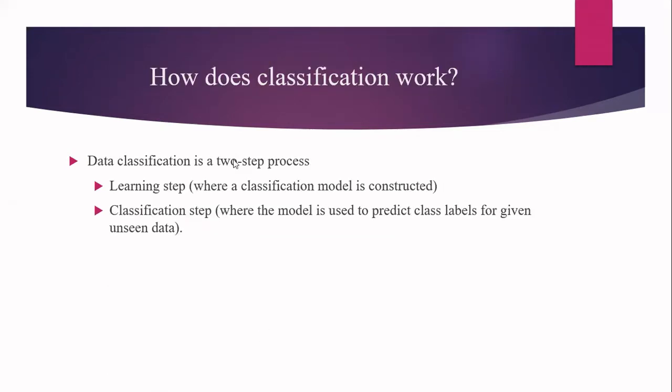Now let us see how the classification is going to work. The data classification process is a 2-step process. We have the learning step, and the second one is the classification step. In the learning step, the classification model is constructed. And in the classification step, whatever model you have constructed in the learning step will be used to predict the class label for the given unseen data.